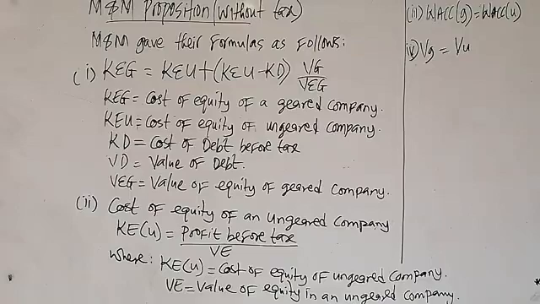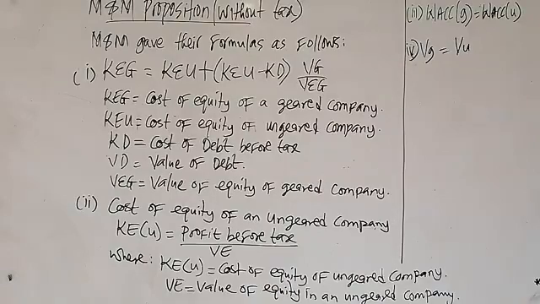Having said that, now let's look at the formula that M&M postulated that we are going to use to solve the cost of equity of geared and that of ungeared. Also, how do we now solve for WACC? And what will now be the value of a geared company and that of an ungeared company where there is no tax? So, M&M started to analyze the capital structure decision within a simple but unrealistic setting that ignored taxation. So, we are talking about where there is no tax.